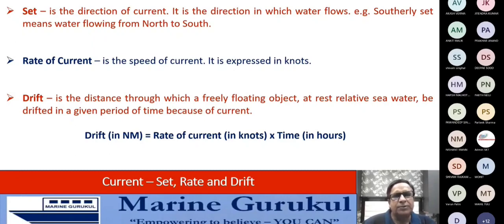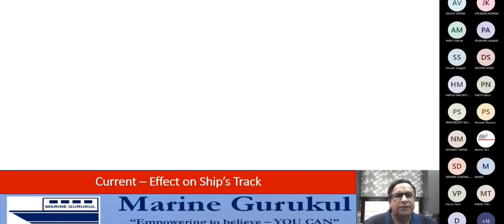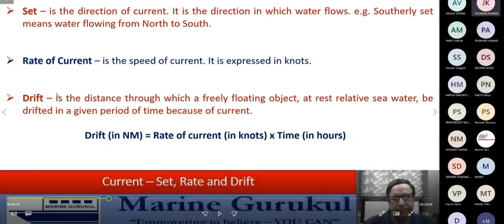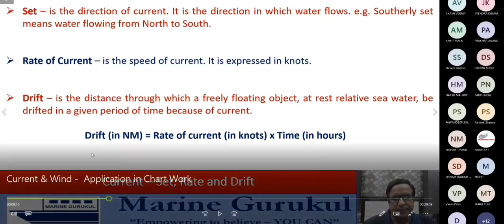Now, with these terms having been discussed, let us look at the effect of current on the ship's track. This is clear, beta? Set of the current, rate and drift. Yes, sir. Okay, very good.